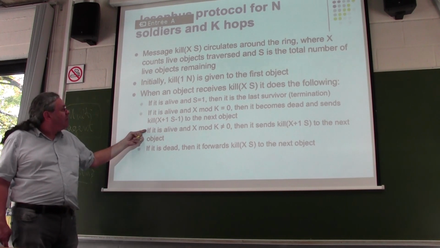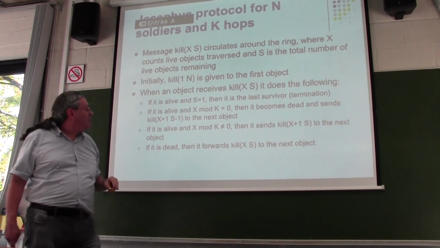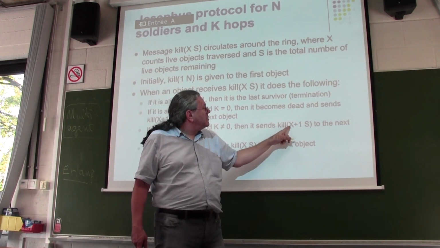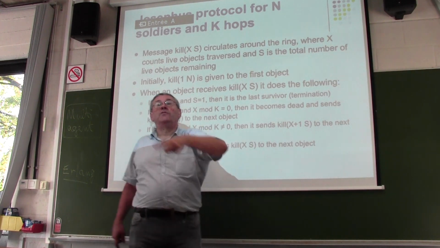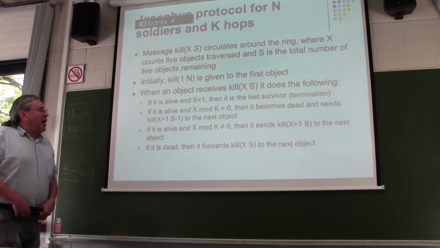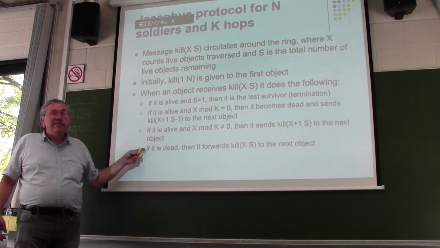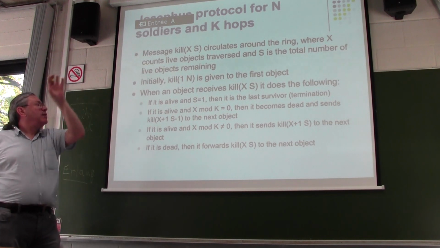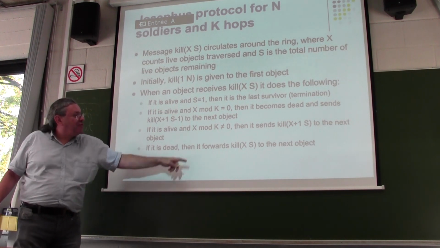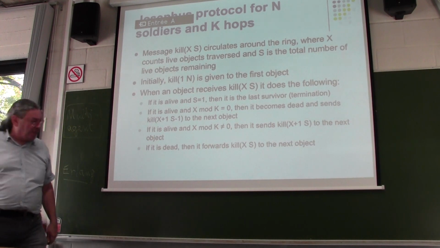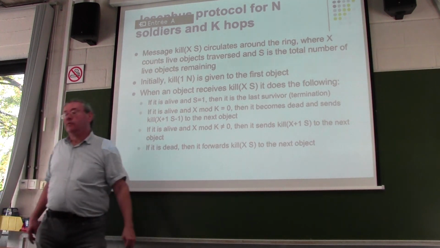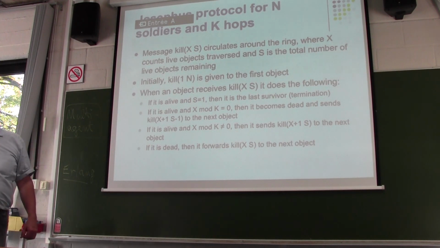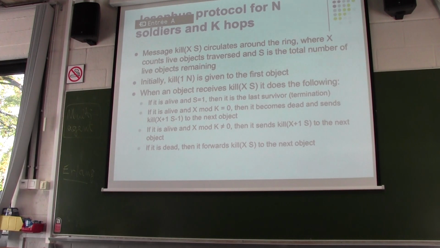If it is alive and x mod k is different from 0, then it stays alive, but it increments x and sends kill x plus 1, s to the next object. You see how it's going on? And if it's dead, the dead objects in the ring stay there. If it's dead, it just forwards kill x s, doesn't do anything else. So it has a state, alive or dead. So that's the protocol. And now we're going to implement that.